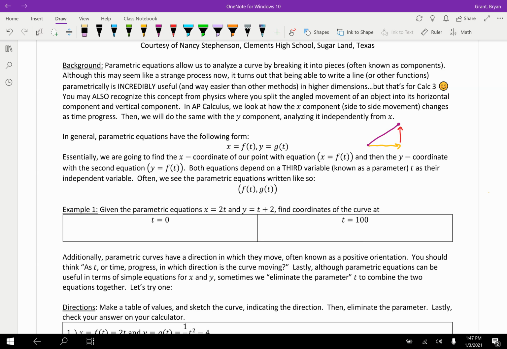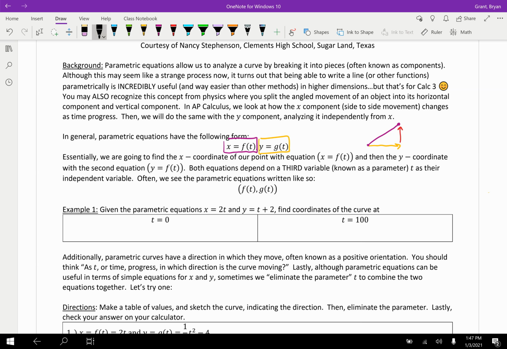Well, parametric equations, at least in 2 dimensions, have the form: the x movement is some function of t, and then the y movement is some generally other function of t. So what we do is we use the purple equation to find the x coordinate, the yellow equation to find the y coordinate, and then we're done. However, both of those components depend on a third variable known as a parameter, hence parametric parameter. And typically that parameter is t.